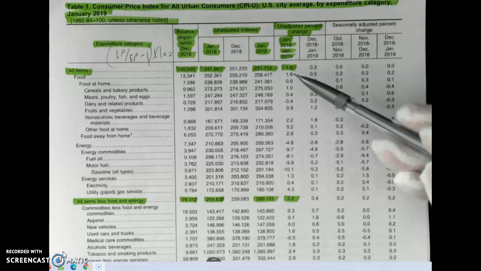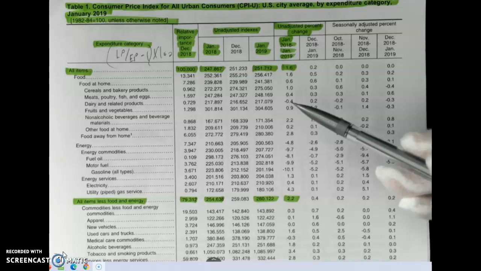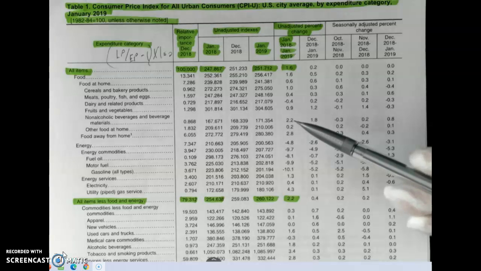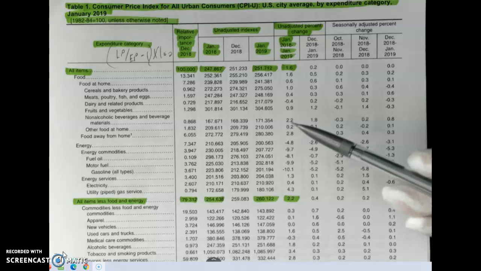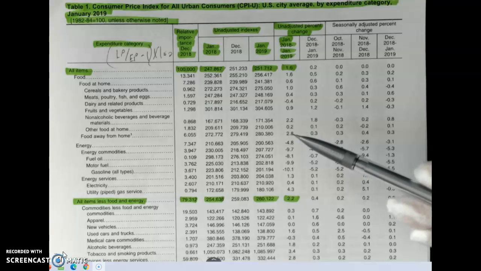Notice it's similar for food. This is all items, but if we look at food, it's 1.6. And then you can see that as far as food goes, dairy products went down. Continue down here. Looks like this one went up quite a bit. This is non-alcoholic beverages and beverage materials up 2.2%. Food away from home up 2.8%. So a little bit on the higher end there.